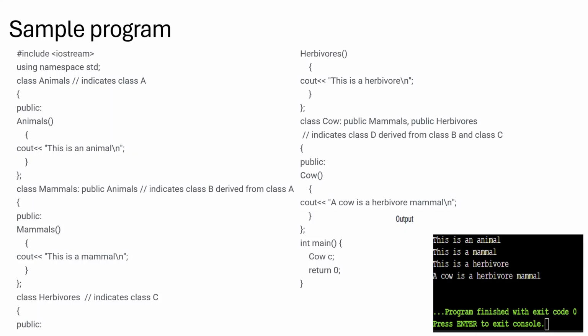Now we are coming to multiple inheritance. Class herbivorous is a class name. This indicates class C. A and B are finished; after that comes class C. Here we are defining the function in herbivorous, and it prints "This is herbivorous".